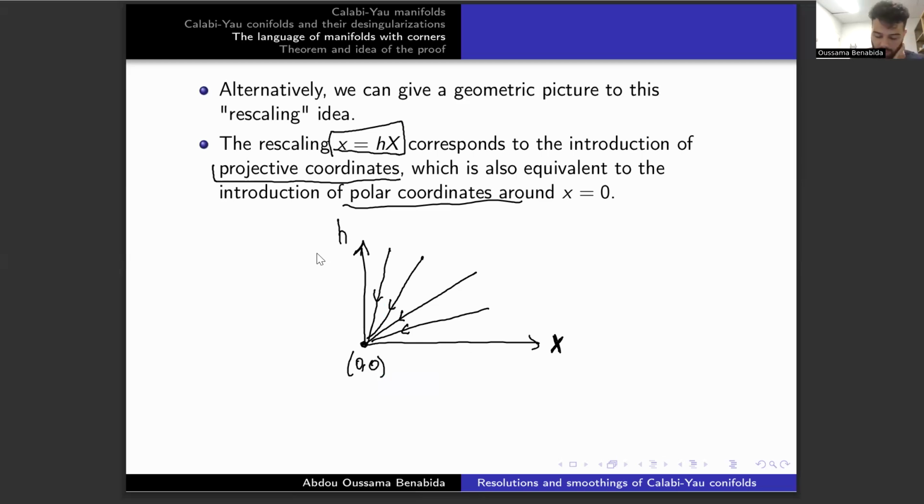And we're separating those directions. So basically we're introducing polar coordinates or projective coordinates near this point (0, 0). And each point on this face here is a value of big X. So this is for big X here. This is origin, h and x.